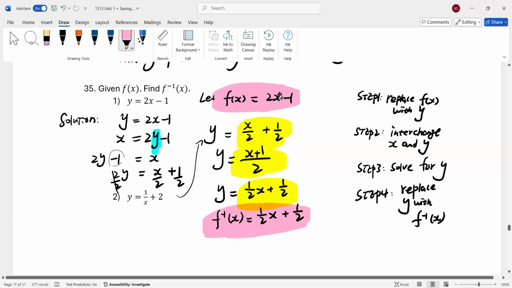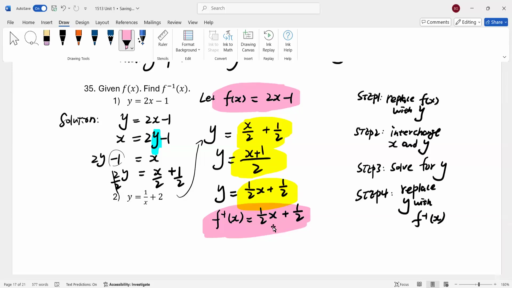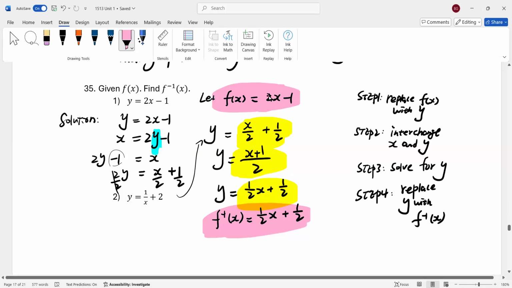And if you have time and graph the two functions, you will see their graphs are symmetric with respect to the bisector of quadrant 1 and quadrant 3 as well. Anybody know what type of graph this function f has? Function f is 2x minus 1. What kind of graph does this function have?